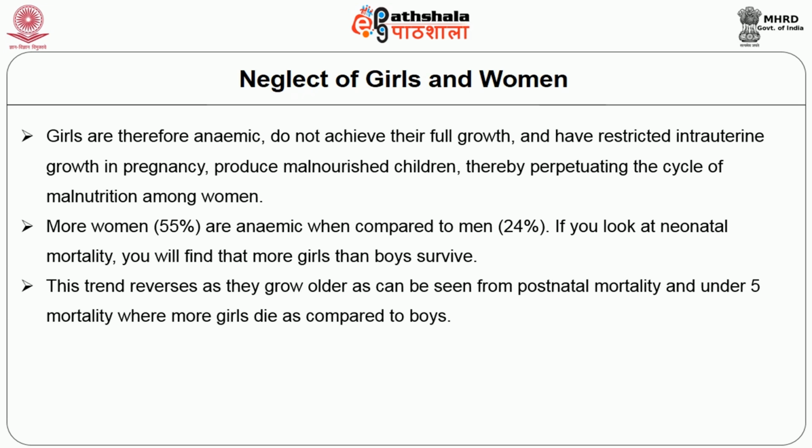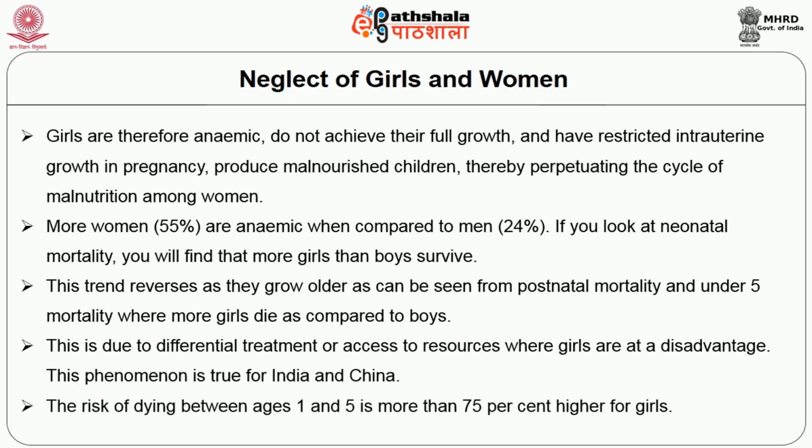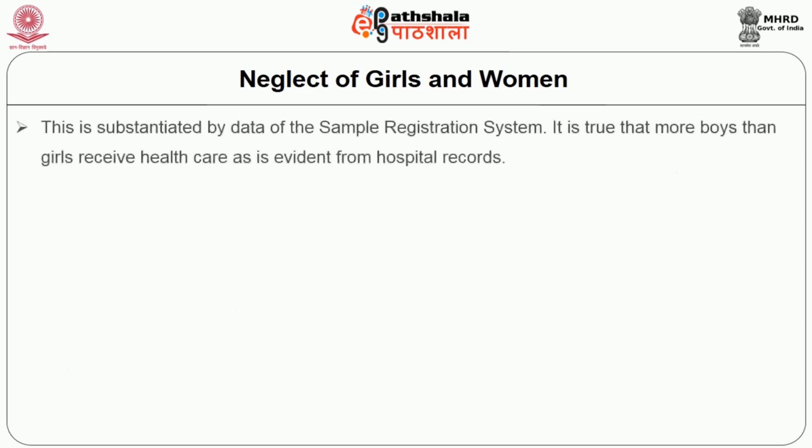This trend reverses as they grow older, as can be seen from postnatal mortality and under 5 mortality, where more girls die as compared to boys. This is due to the differential treatment or access to resources where girls are at a disadvantage. This phenomenon is true for India and China. The risk of dying between ages 1 and 5 is more than 75% higher for girls. This is substantiated by data of the sample registration system. It is true that more boys than girls receive health care, as is evident from hospital records.